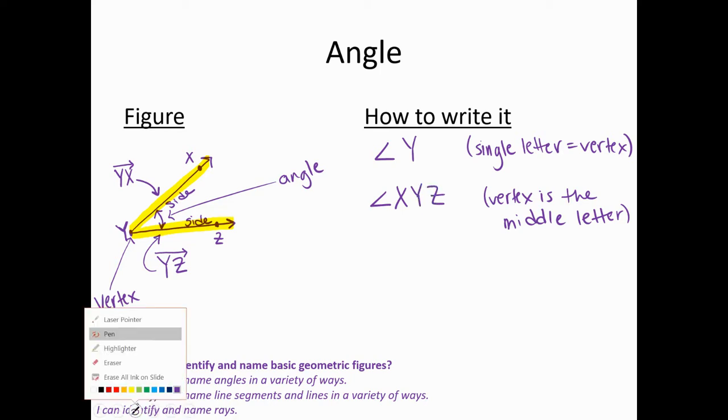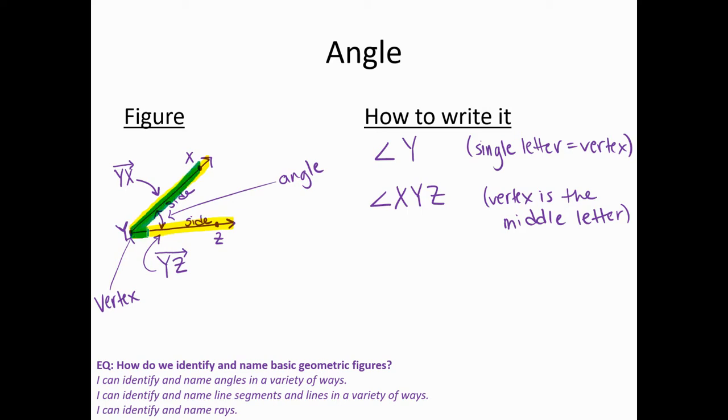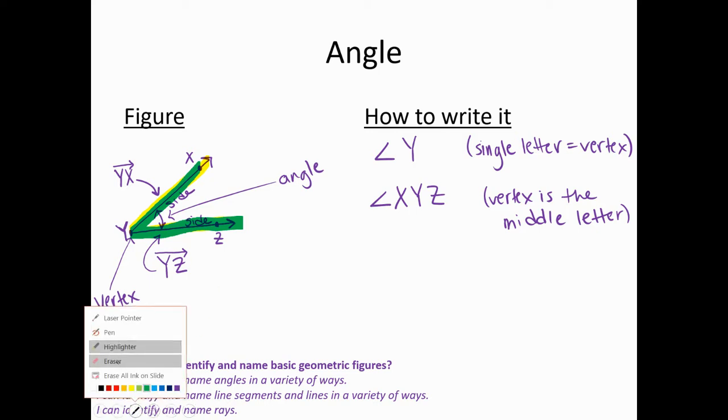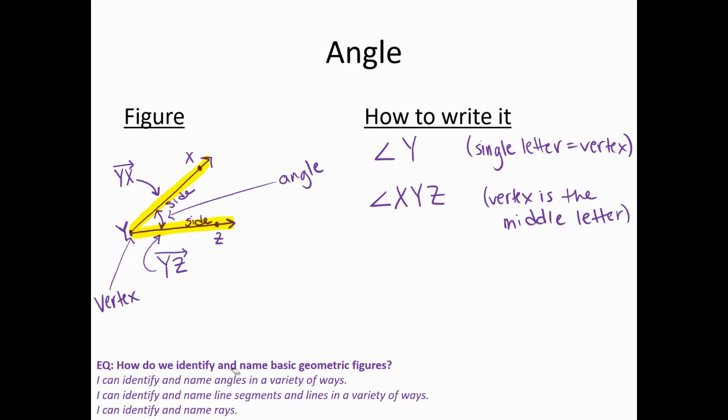So I'm going to do this in a different color. I'm going to go to my highlighter for a second. I'm just going to do it so we can see that path that I took. So I went from X to Y to Z. So hopefully you can see how that traces the angle. Okay. And so I'm going to erase that. That was just so we can see that.